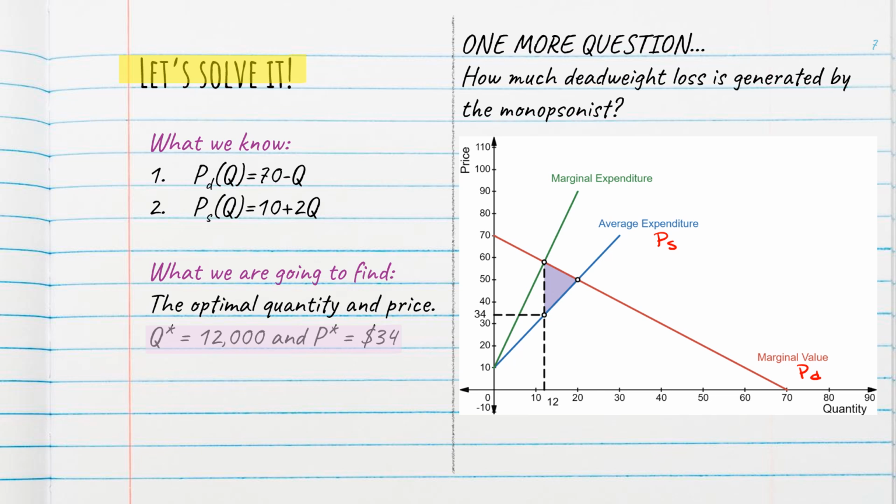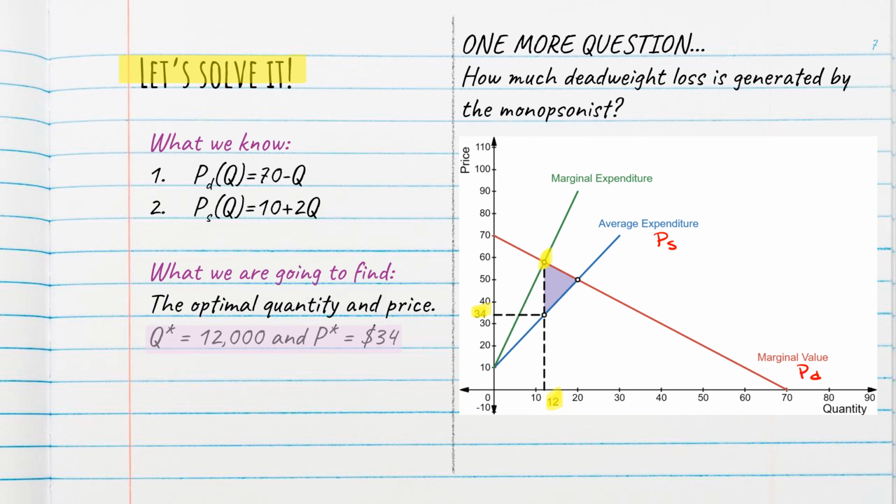When we solve for this optimal quantity and price, I want to just be clear about what we did. We set marginal expenditure equal to marginal value, and we identified this point right here, 12 units. Then we went down to the average expenditure curve, the inverse supply curve, to determine what price the government needed to offer, and it was $34. This deadweight loss is coming from the idea that more units would be bought and sold if this market was competitive, and those units would generate surplus.